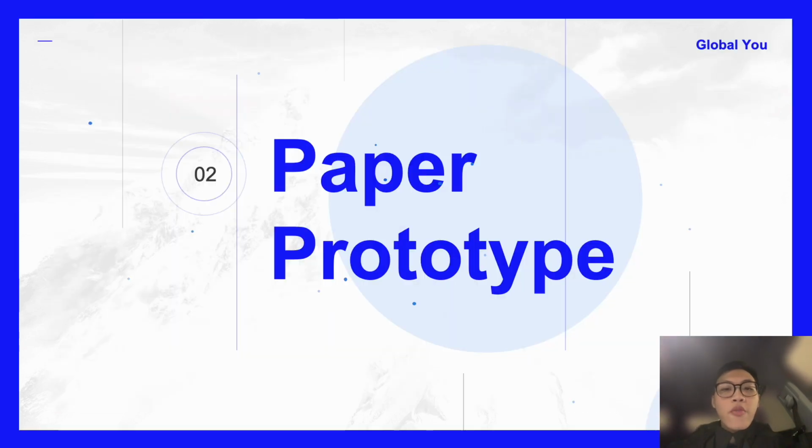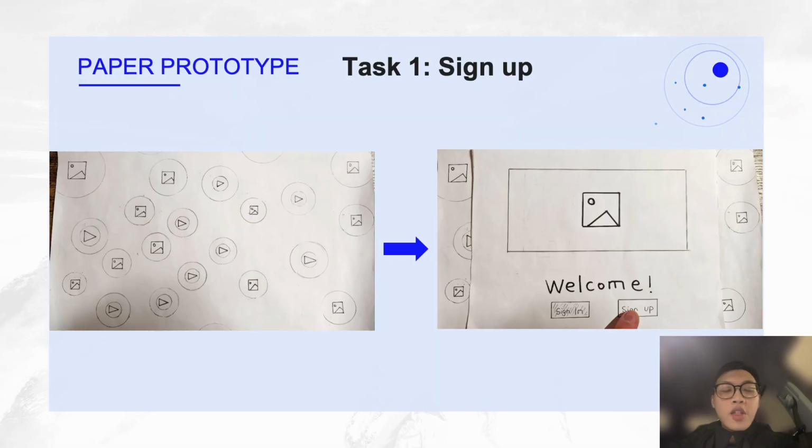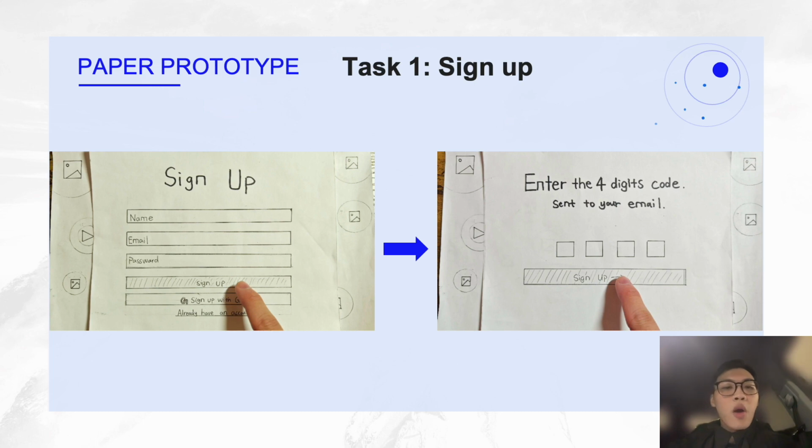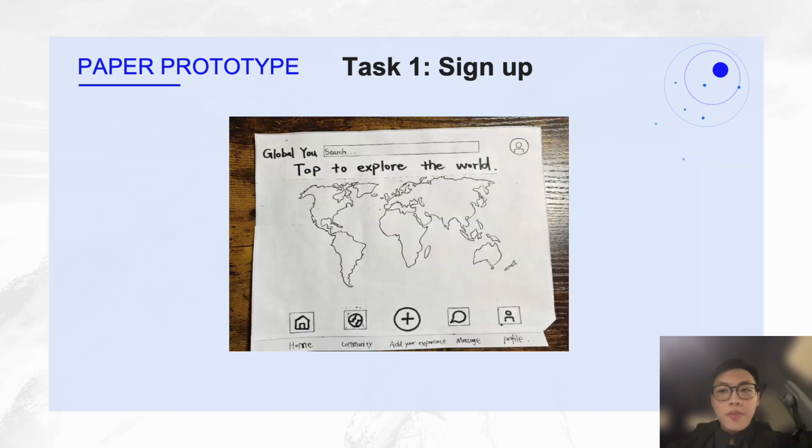Next, I will show the first three tasks we designed for the paper prototype. The first task involves a sign-up process using a large OLED screen displaying dynamic content. Users are greeted with a welcome screen upon approach for individual interaction. After that, the user will register and complete the verification. The user will then automatically come to the home page.